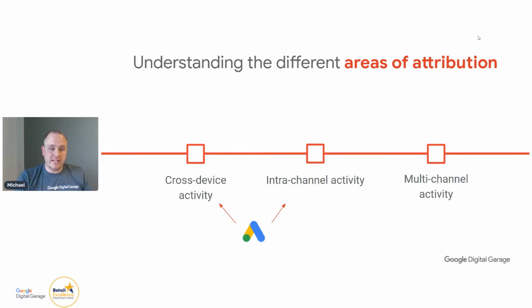Understanding intra-channel activity, okay, and how people interact with a single channel such as Google Ads across campaigns and keywords. User behavior across campaigns within the same channel, okay, for example, search advertising, generic search, branded search, paid search, and things like that. All right. The final one is understanding multi-channel activity. So how people interact with all of your marketing channels.